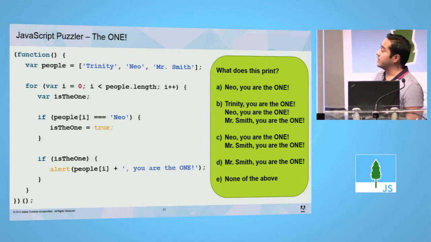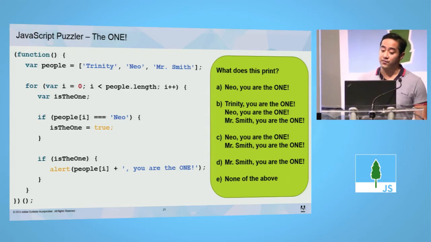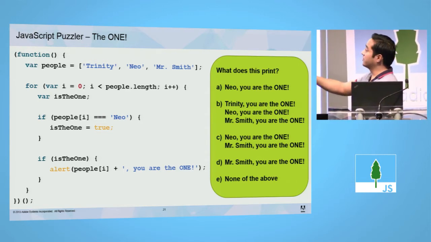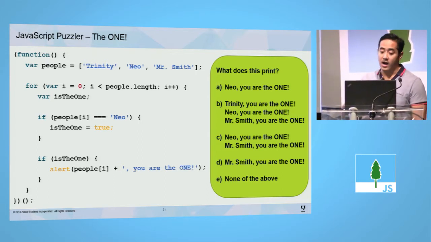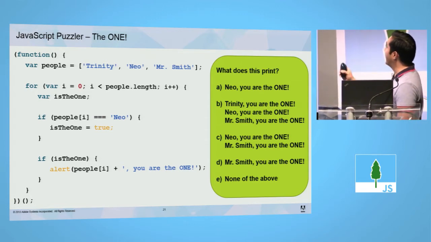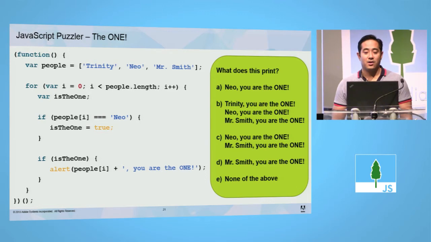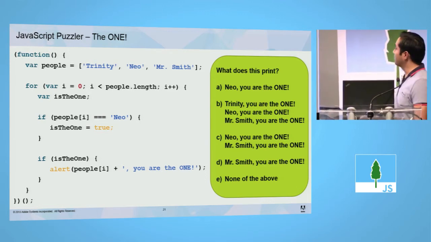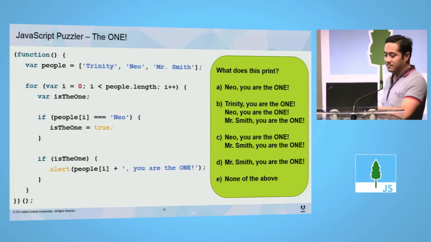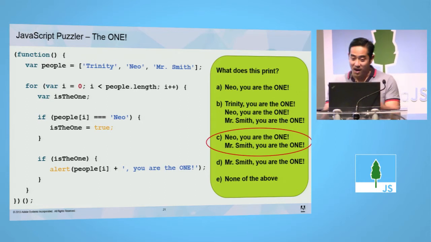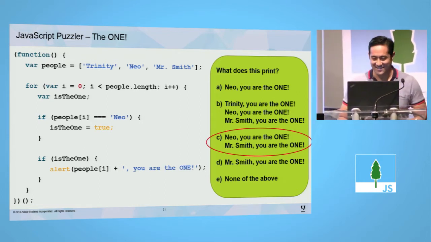Then there's another if statement, if is the one, which should only be true for Neo. It will alert person's name, you are the one. And since Neo is the only one with the name Neo, I am going to say that it will only print Neo, you are the one, A. So what is the real answer? There we go. C. So no surprise, looks like everyone knows what the answer is here.